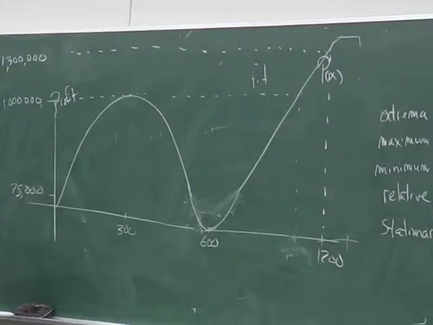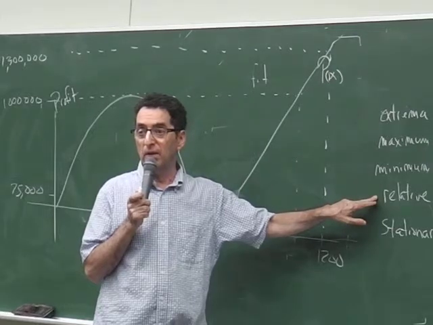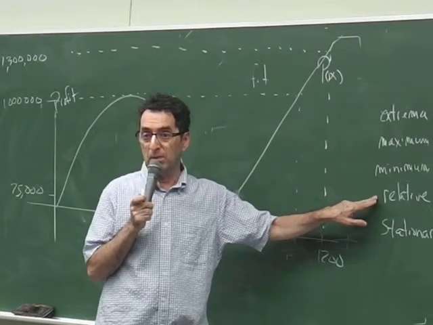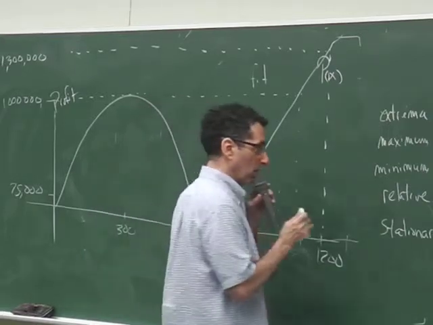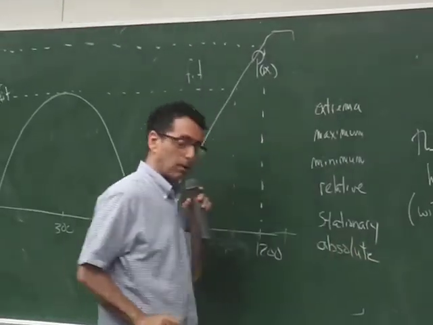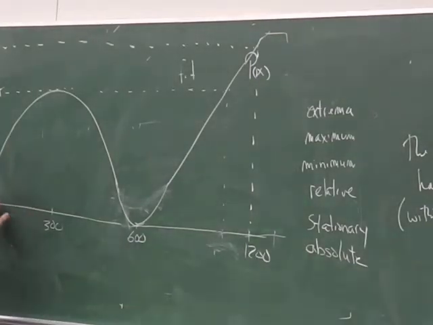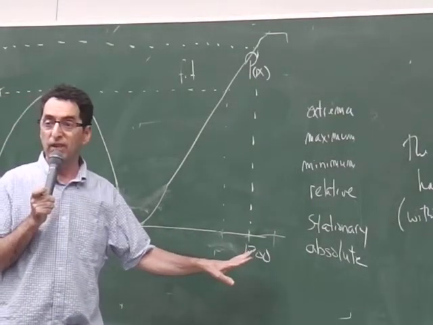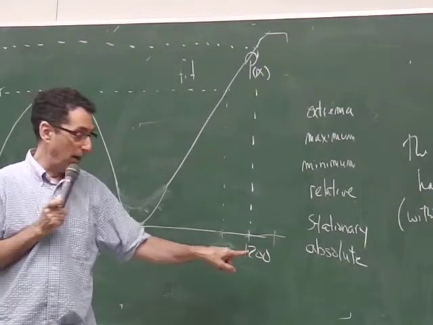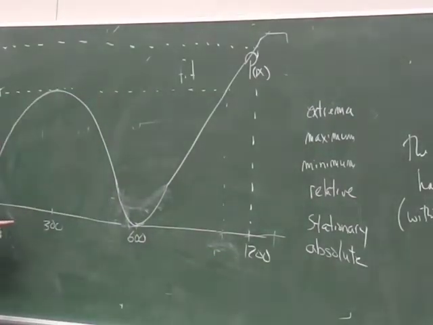So we need a word for it then. What word are we going to use? We're going to call it a relative maximum, as opposed to, I forgot one more word, an absolute maximum. So we say this function, if we're only looking between 0 and 1,200, has an absolute maximum at 1,200. But we also say that it has a relative maximum at 300.